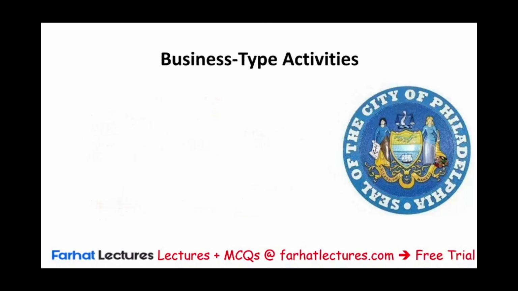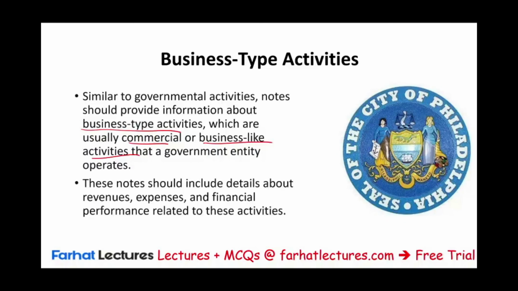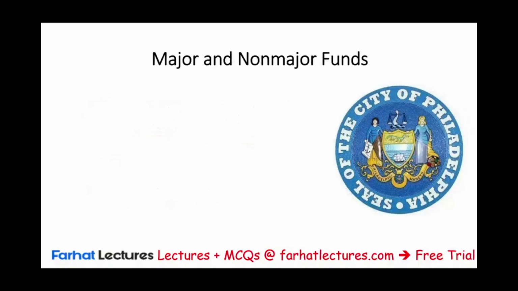Business-type activities, like the enterprise fund and the internal service fund, are similar to the governmental activities. The notes should provide information about the business-type activities. Usually they're commercial or business-like activities that a government entity operates. These notes should also include details about the revenues, expenses, financial performance, and any other information that helps the users make a better decision.